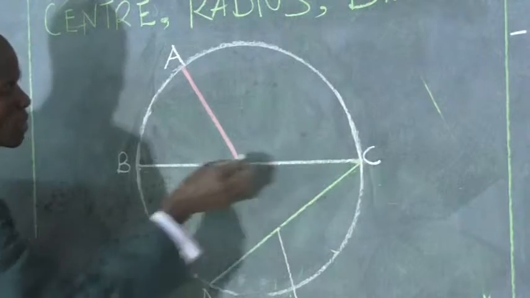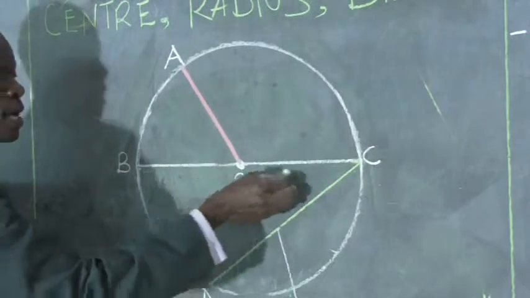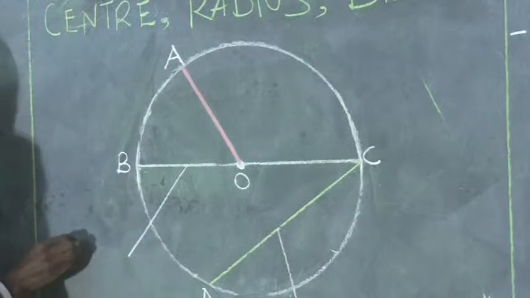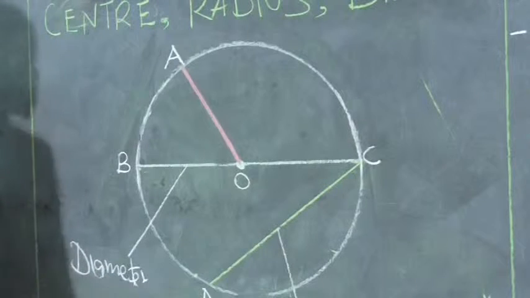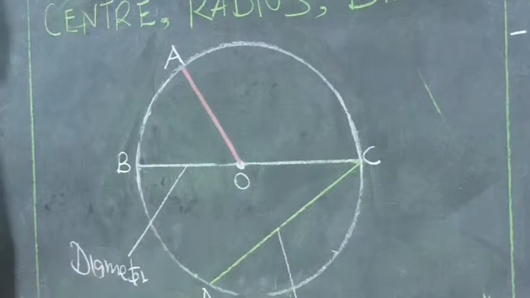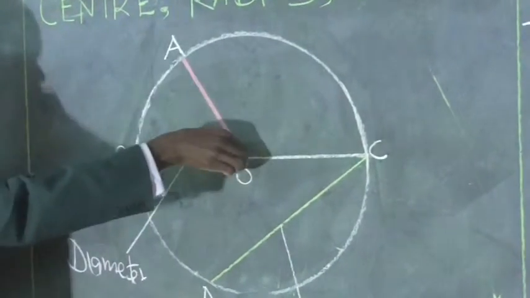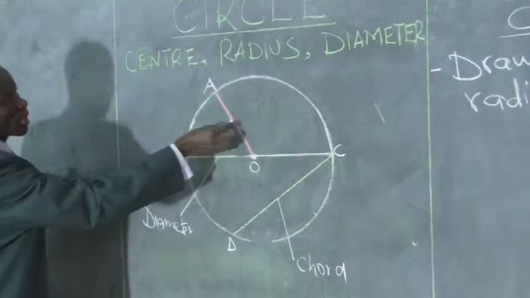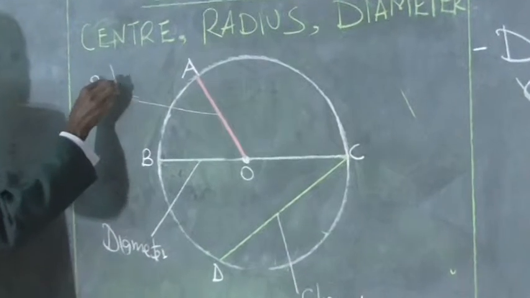Line BC that runs from the edge of the circle, passing through its center to the other side, we said is referred to as diameter. So line BC is the diameter of the circle. Then a line that runs from the edge of the circle to its center, as I've said before, is referred to as the radius. So line AO is referred to as the radius in that case.